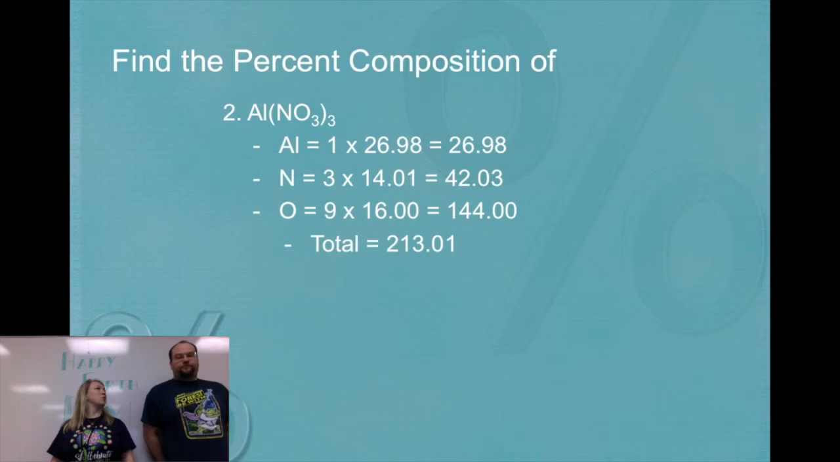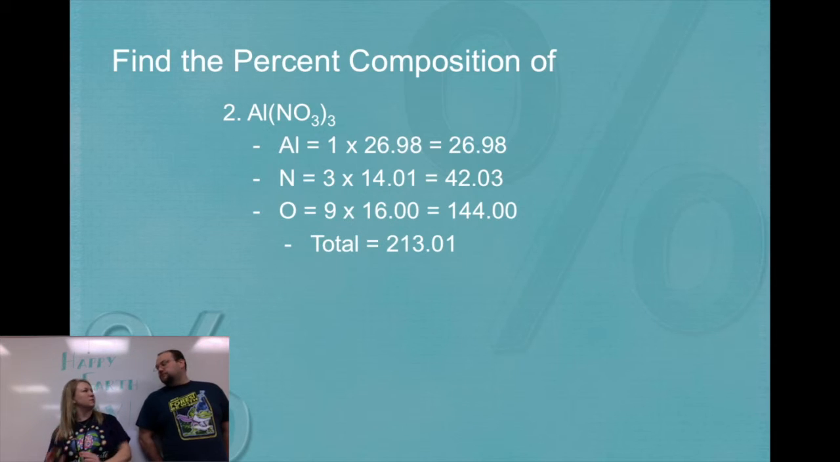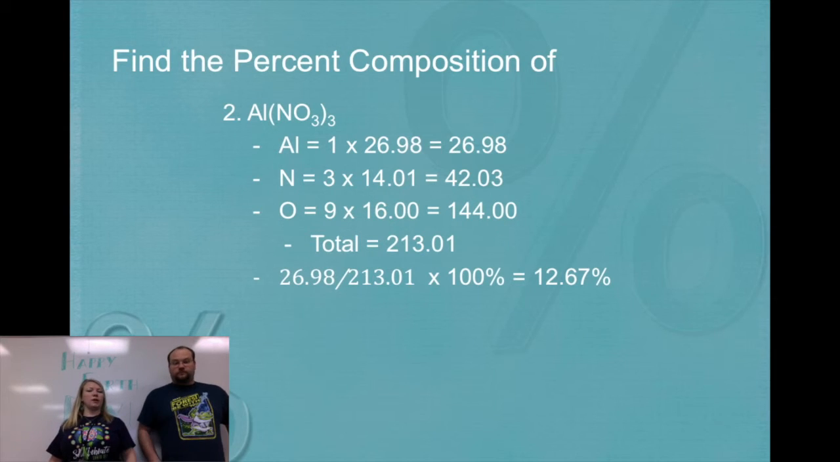So we have a huge total here. This is where I think most kids will make a mistake, if they make one: making sure that if there's a number on the outside of the parentheses, it goes to everything on the inside, just like in math. Then I take the 26.98 divided by the total times 100.